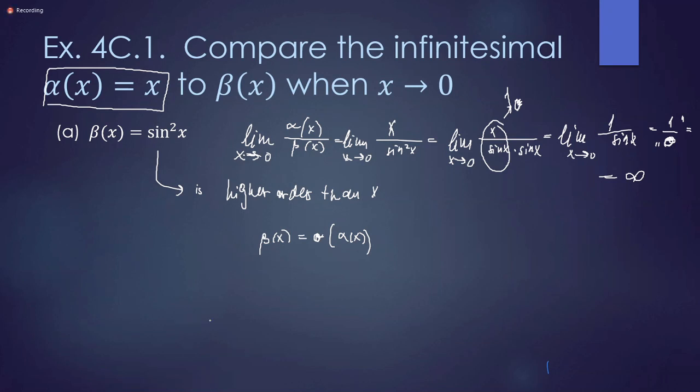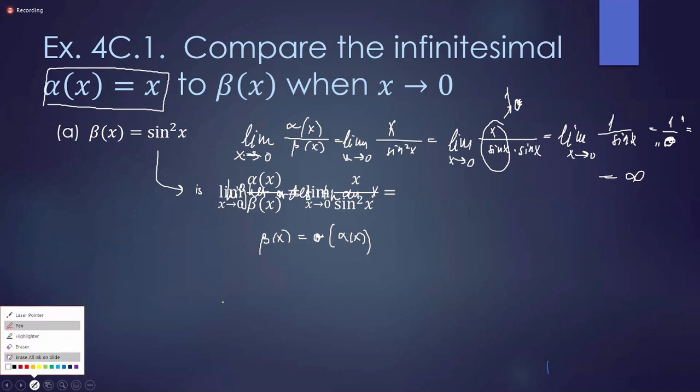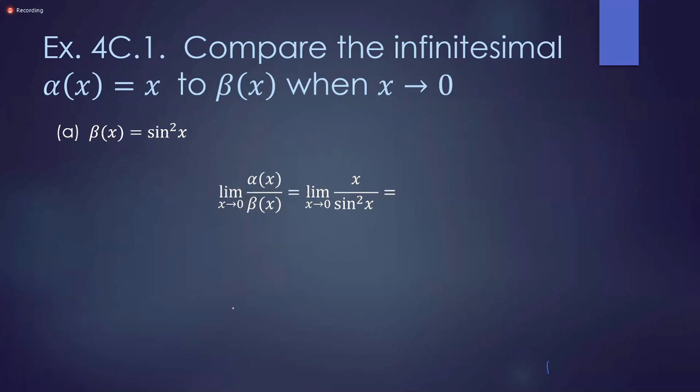So we found the limit, as can be seen. Alpha is x and beta of x is sine square x. As we already saw, this limit is infinity because we had 1 divided by 0. This limit is infinity, which means, as I already said, beta is of higher order, o small of alpha of x. Beta has higher order than alpha, a stronger infinitesimal.